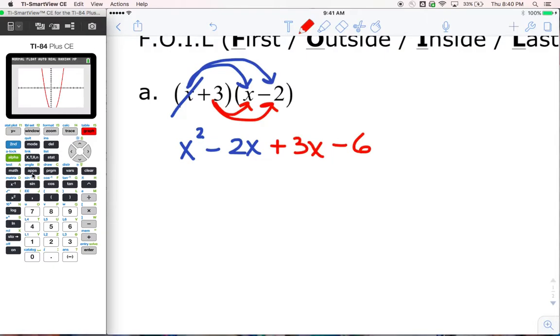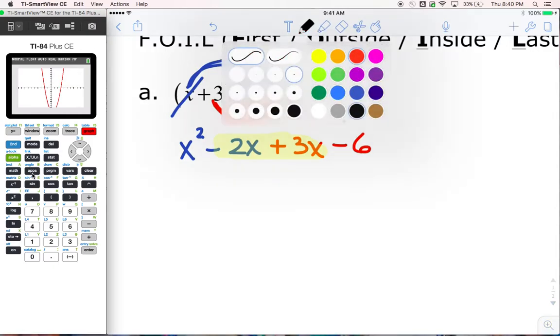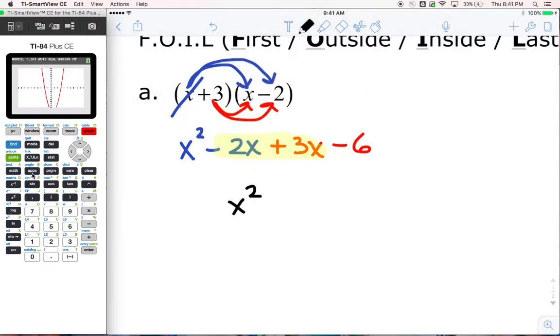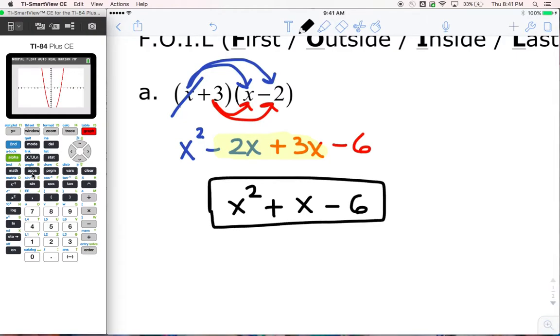So really, you just multiplied each piece of this group times each piece of this group. And then check for like terms, which we do have here in the middle. And we end up with x squared. Negative 2 plus 3 is positive 1x, which we can just write plus x, and then minus 6. If you want to pause the video and check your answer in your calculator, that's a good idea.